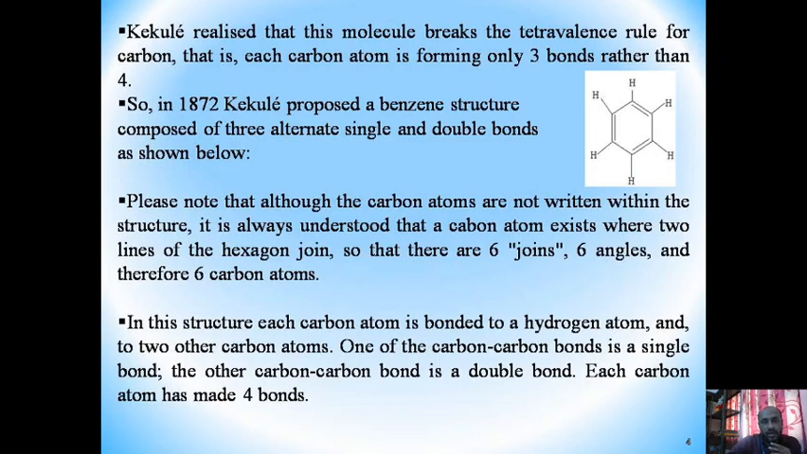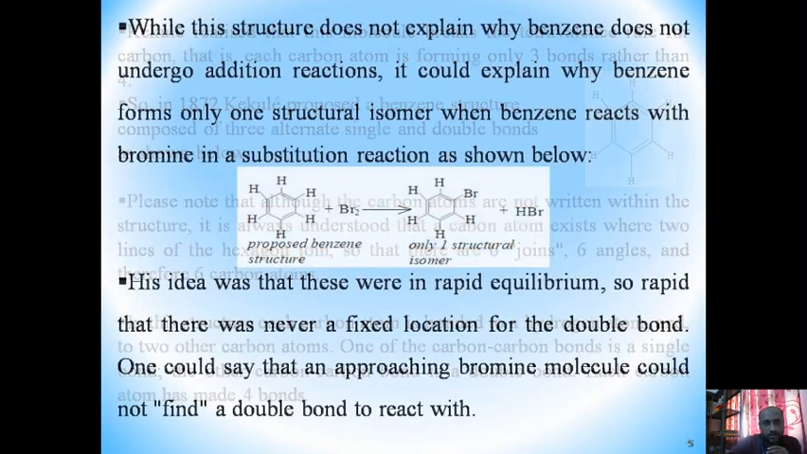Please note that although the carbon atoms are not written within the structure, it is always understood that a carbon atom exists where 2 lines of the hexagon join, so that there are 6 joins, 6 angles, and therefore 6 carbon atoms. In this structure, each carbon atom is bonded to a hydrogen atom and to 2 other carbon atoms. One of the carbon-carbon bonds is a single bond. The other carbon-carbon bond is a double bond. Each carbon atom has made 4 bonds.